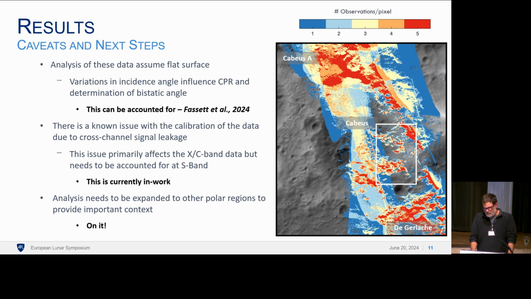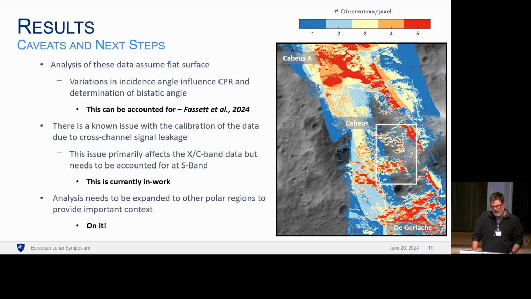Analysis of the data that I've shown you, and this was true of the 2017 paper and is true of what we're doing right here, assumes essentially a flat surface. We do process our data on topography, but it's very low resolution topography. At pixel scales, there are small variations in incidence angle that will affect the radar scattering properties of the surface, and can also affect our determination of bistatic angle. So there is still some uncertainty here.